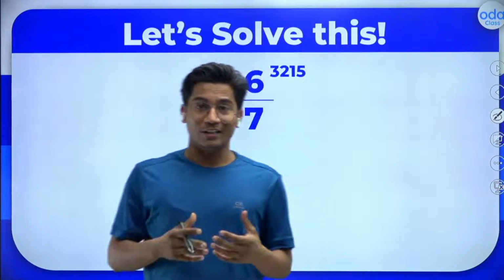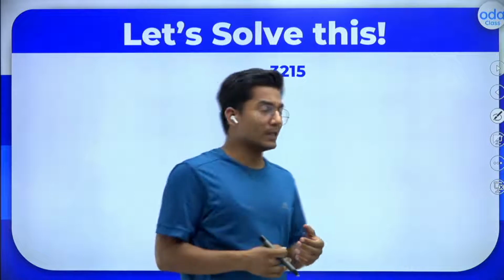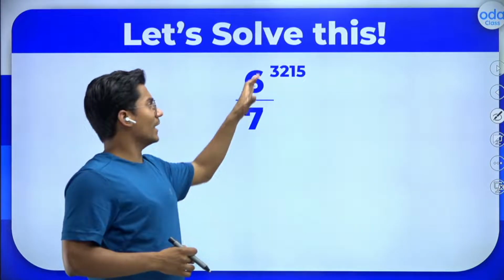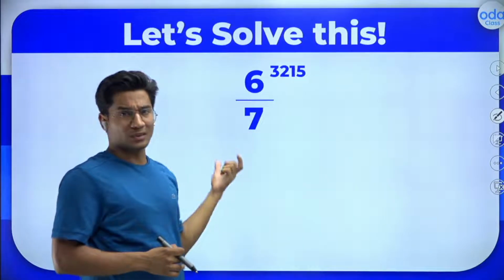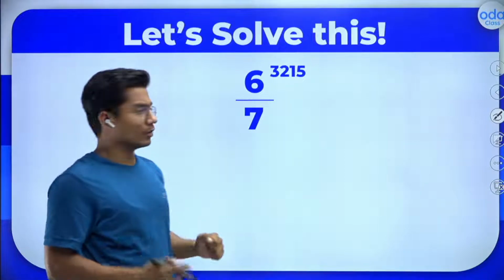It is not like that if I have just told you once you will be able to solve it. You need to practice it also, right? So that you can become the master. So here I have got 6 exponent 3215 upon 7, right? So let's try to solve it directly.